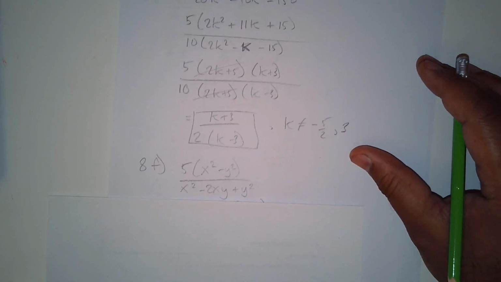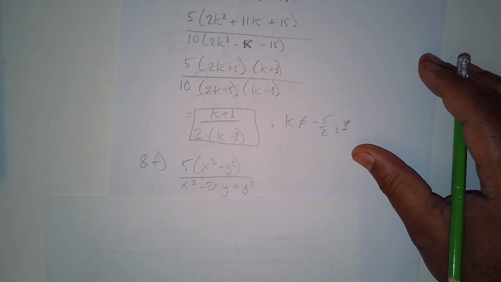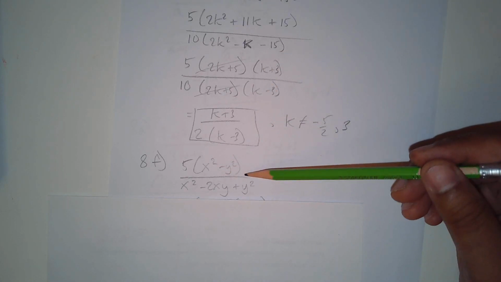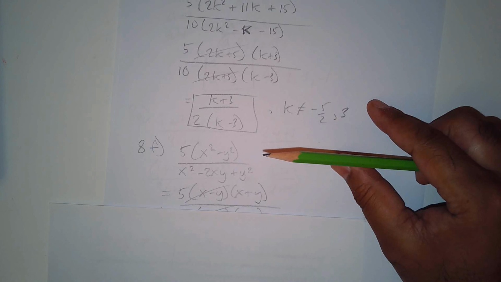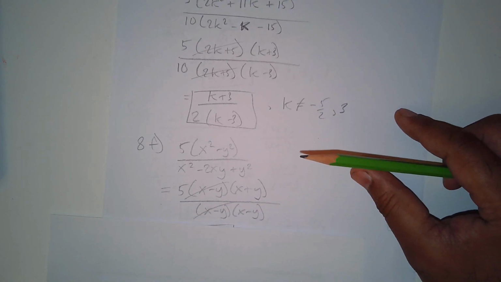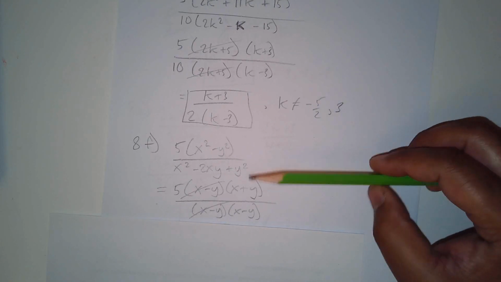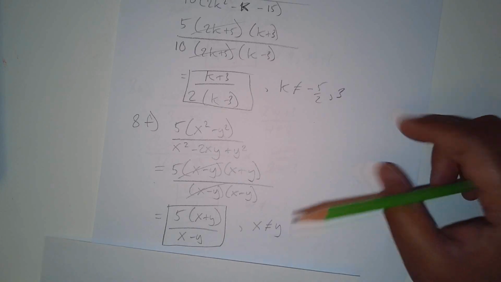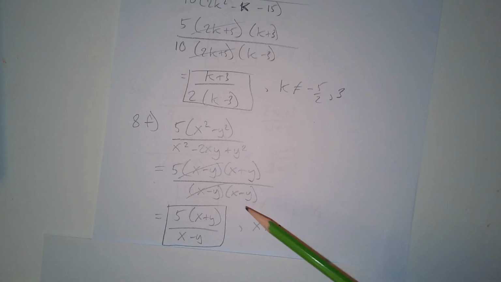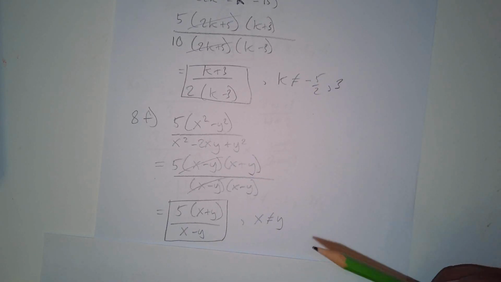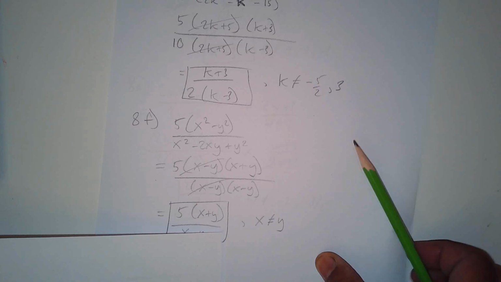Okay. 8f. So this one looks a little bit different. Notice at the top it's still a difference of squares. Okay, so that goes to x minus y, x plus y. On the bottom there, if you factor that out, that's going to be x minus y, x minus y. And so you're left with that. So x can't equal y. Okay, so if these are the same, then that becomes 0. So remember, a non-permissible value is anything that makes the bottom of the fraction become 0.